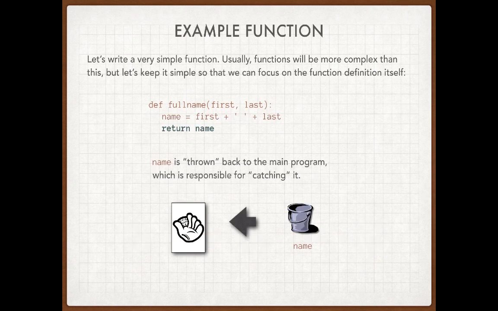And then finally, what the function will do is to return to the main program, or to return to the caller, a value. And here it is whatever the name bucket contains. So the value of name is the thing that will be returned or thrown back to the main program. And it's really the main program that's responsible then for catching it and for doing something with it. So you can see that part of the guarantee or part of the contract of a function is this kind of separation of powers between the main program and the function itself. We don't know what kind of data is coming into the buckets called first and last.